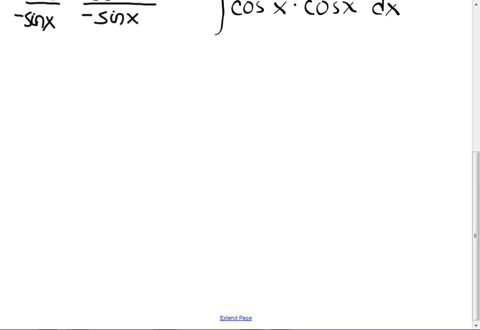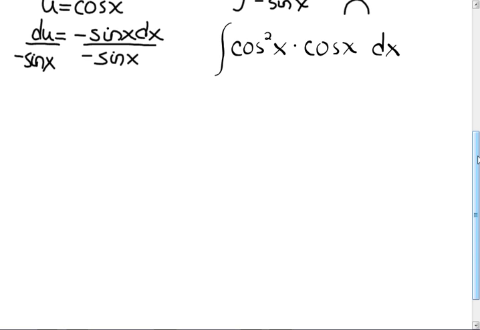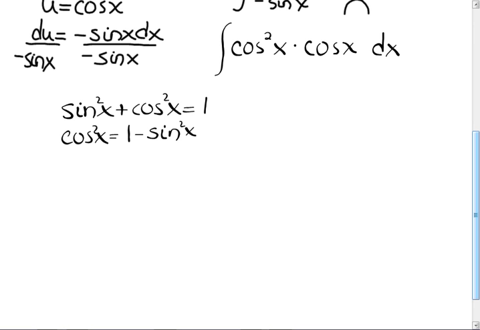Because you remember, I hope, that sine squared of x plus cosine squared of x equals 1. Solving for cosine squared, 1 minus sine squared. So I'm going to go ahead and do that. So I get the integral of, you guys can see that one, right? 1 minus sine squared of x times the cosine of x.